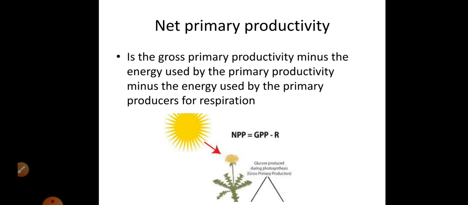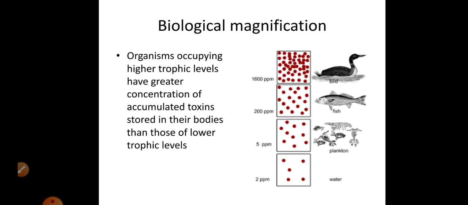The net primary productivity is the gross primary productivity, which is the solar energy that is converted into chemical energy, minus the energy that is used by the primary producers for respiration. The amount of energy that is used by plants.